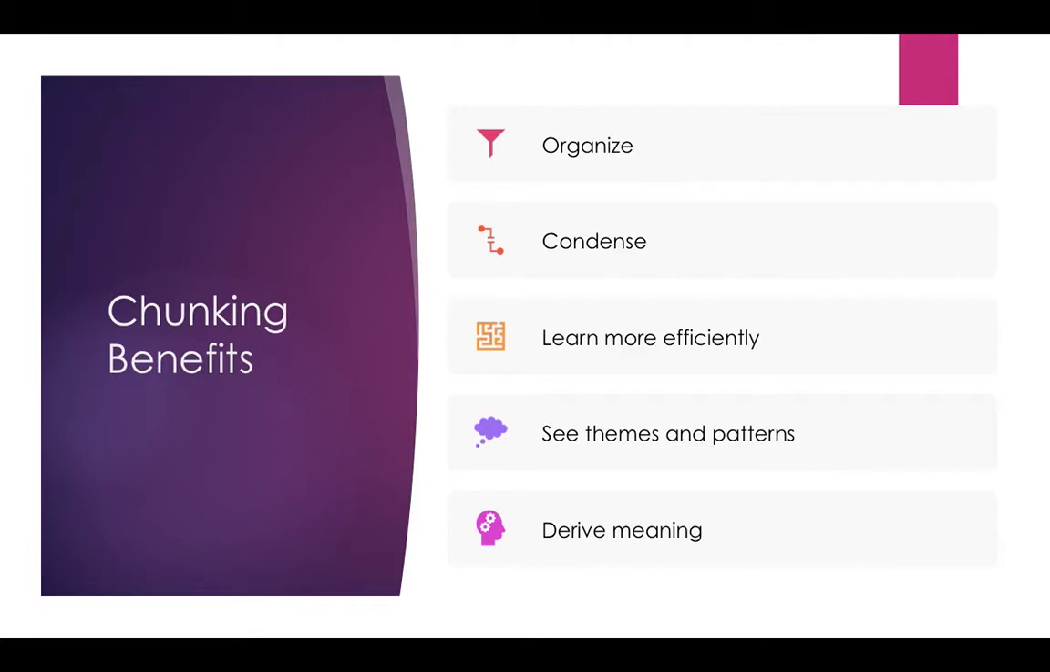You'll be able to see themes and patterns. If you don't group things, there's no way to see a pattern. There's no way to see that all the muscles in the anterior compartment of the arm are innervated by the musculocutaneous nerve, so you don't have to study it individually each time. If you never group them, you won't be able to see that pattern that, hey, these all have the same nerve, and these are all in the same group.